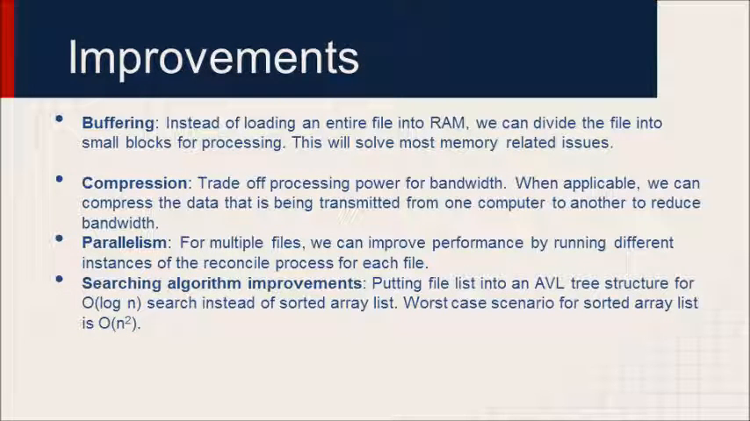A few things we could improve upon would be, for one, buffering. This would mean splitting up the file into chunks and not loading the entire thing into RAM at once. If we were to use compression, we could lower the bandwidth at the sacrifice of a little bit more processing power. For multiple files, we could split the program into multiple threads. And finally, for the searching algorithm, we could have put the file list into an AVL tree structure or some sort of tree structure that gives us log n time, instead of our current method, which uses a sorted array list, which works in n squared.